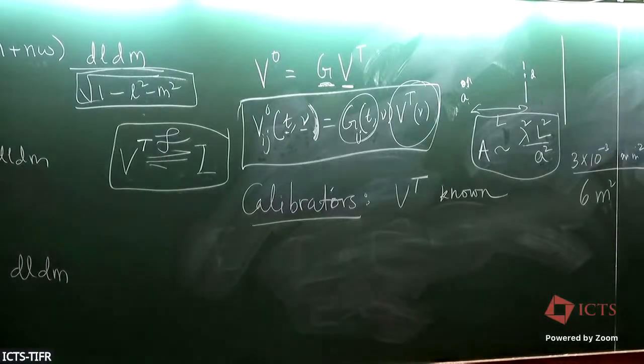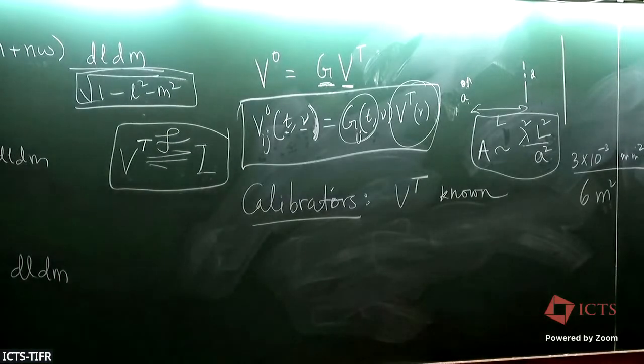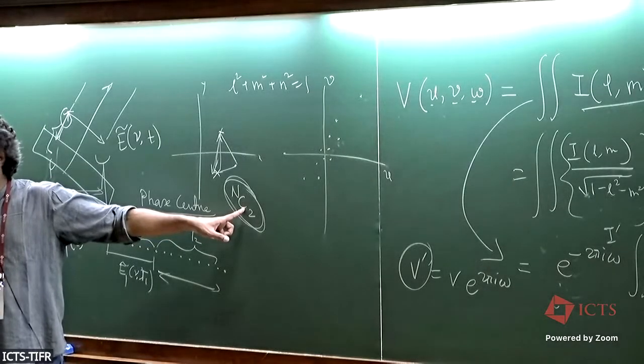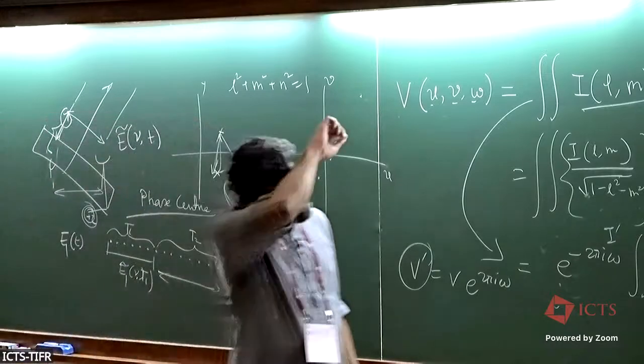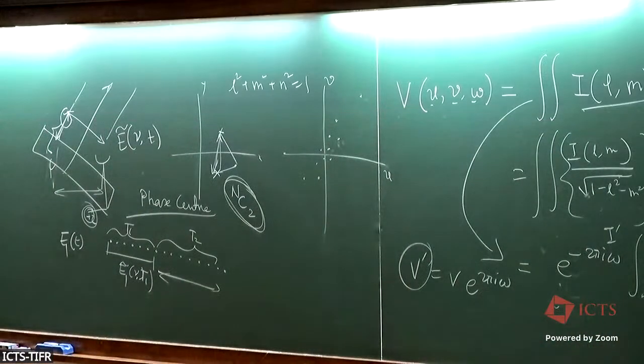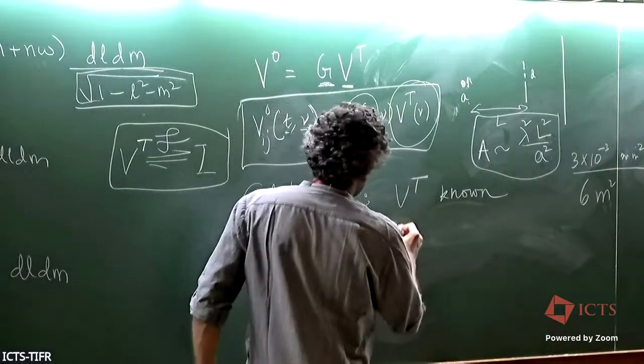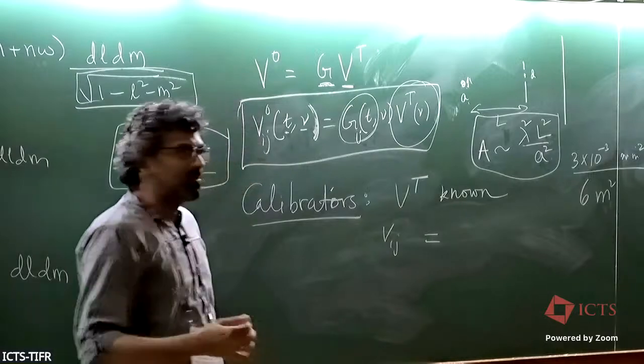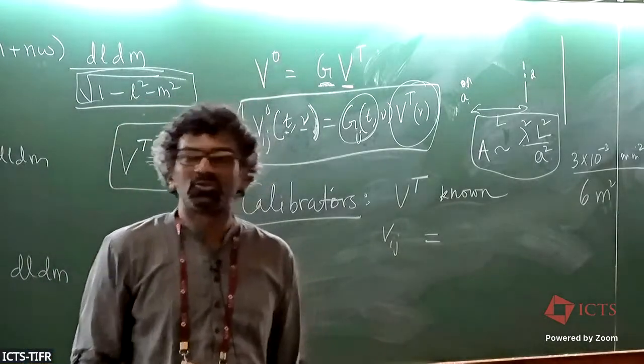For each baseline, I need to fix the gain. And how many Ij do I have? I have NC2. So I need to solve for the gain for each of the baselines. That's a very complicated job, right? It turned out that for most of the purposes, you can actually write this equation in the form of the gain, which can be decomposed into antenna-based quantities.